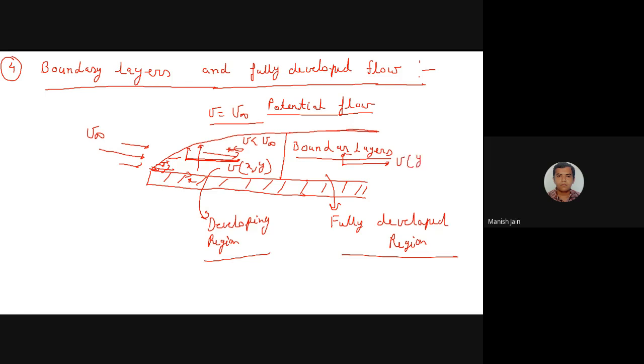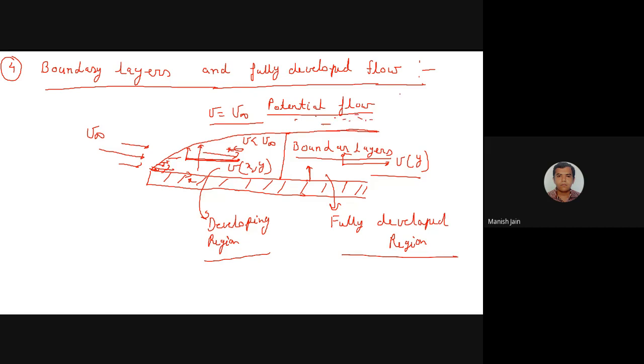So when velocity is changing in only one direction, that is perpendicular to the surface, when you move far away from the surface, your velocity will change. Okay, because the friction force will reduce, so velocity will change from this point to this point. So that is called the fully developed region, where velocity is changing in only one direction. Okay, and beyond the boundary layer, velocity is equal everywhere.